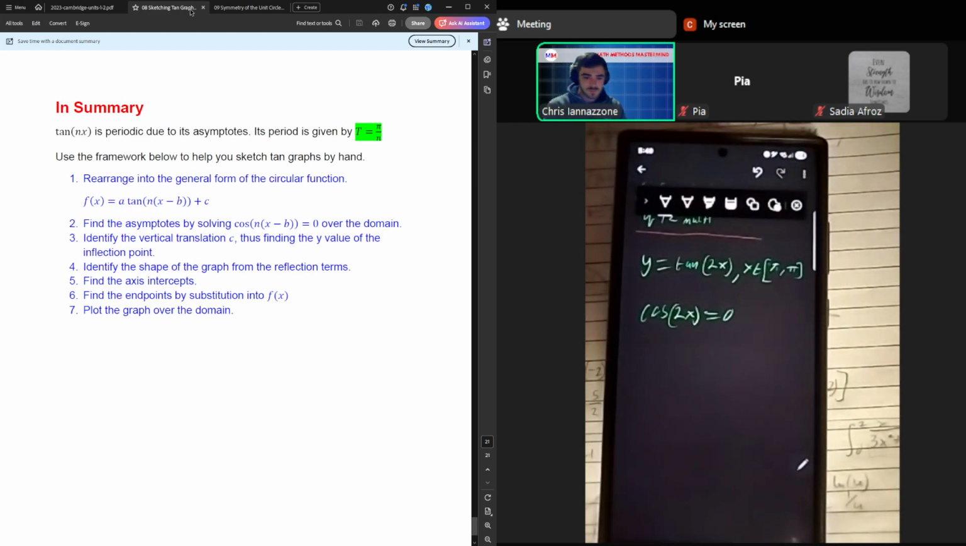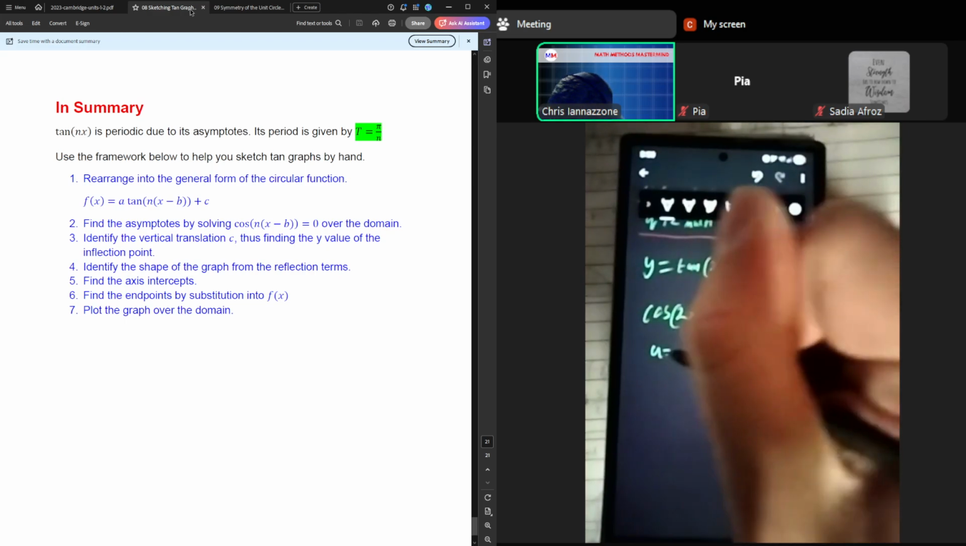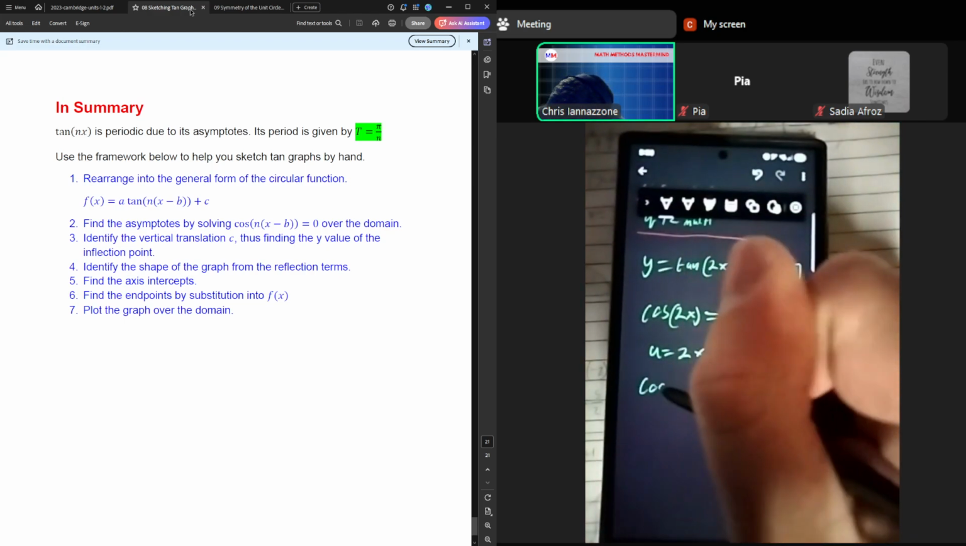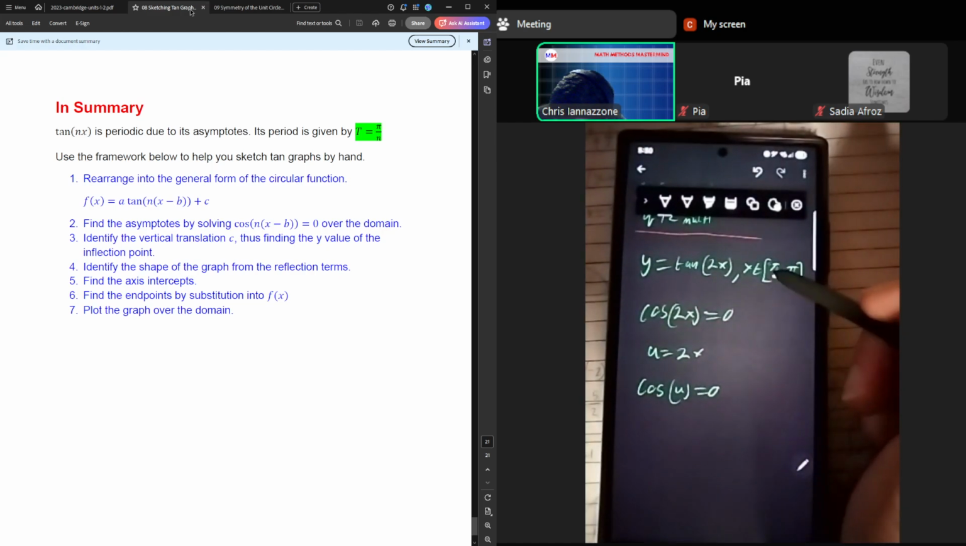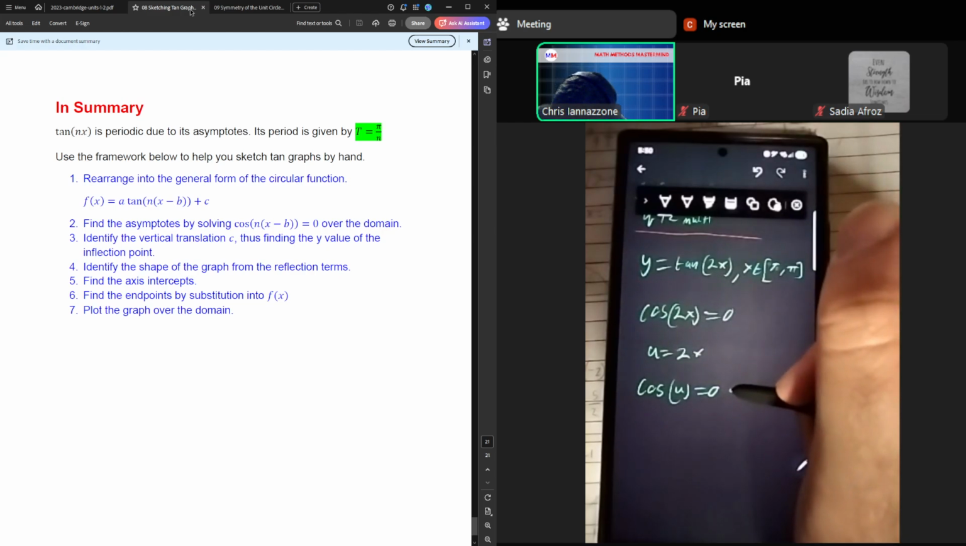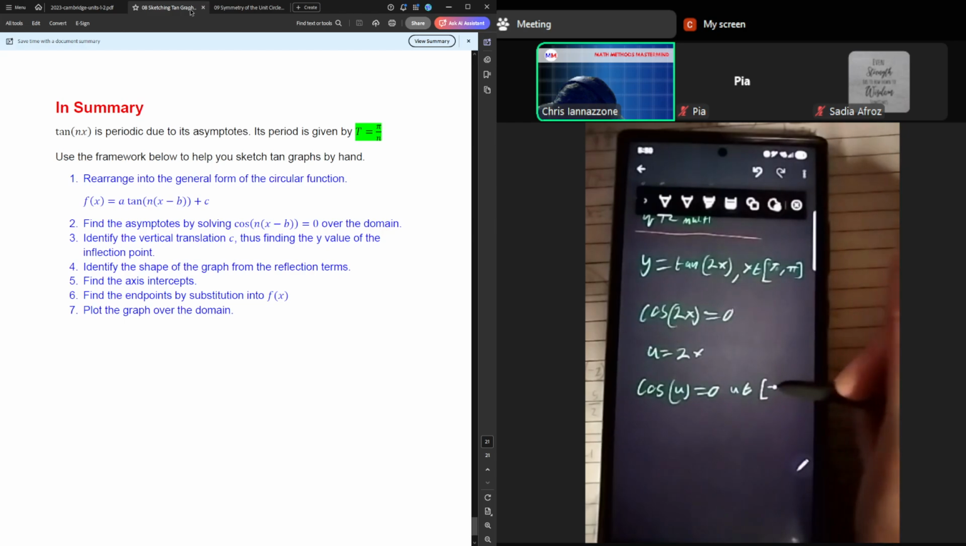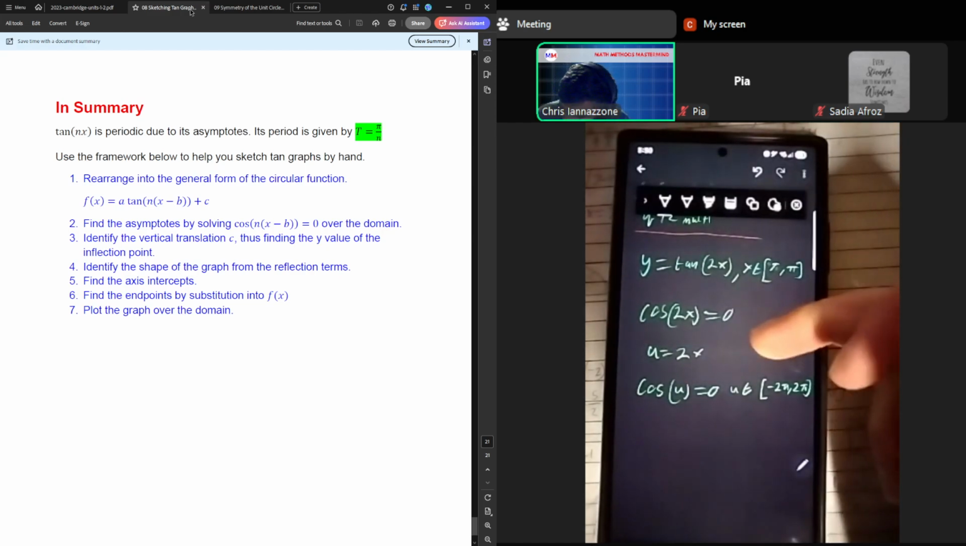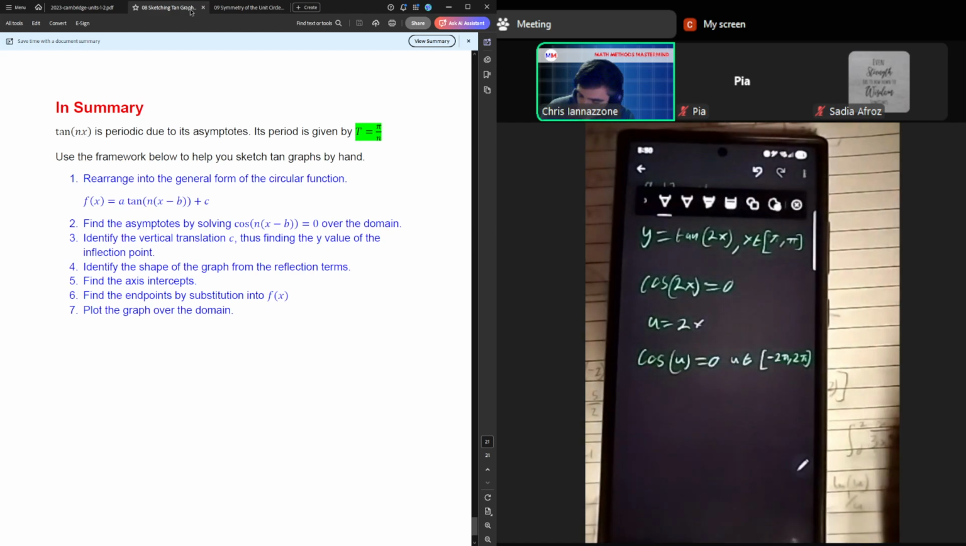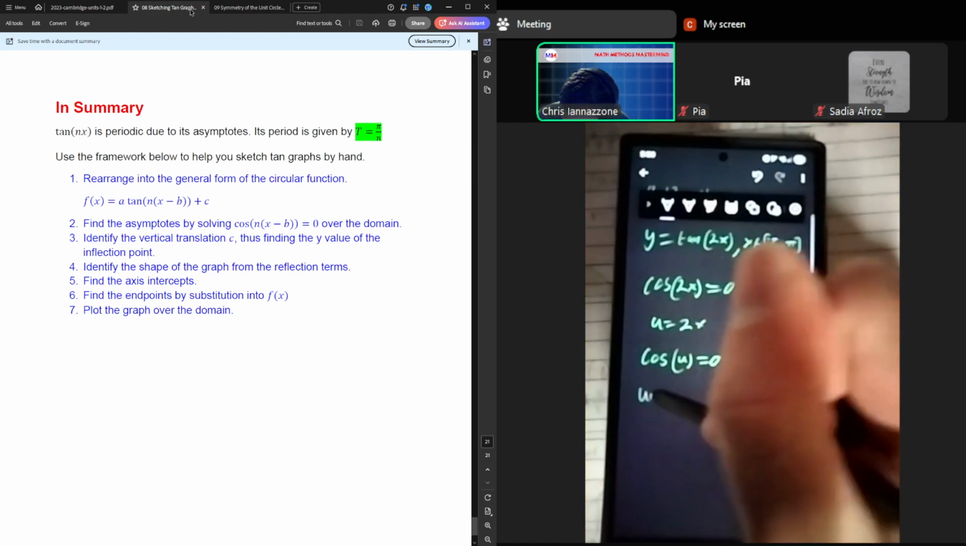What should we do? Make the domain, times the domain by 2? Yes, correct. So it's basically u equals 2x, and therefore we've now got cos of u equals 0, and you sub in both of those x values into the u, therefore giving you a u domain of minus 2 pi to 2 pi. Yeah, exactly. That's how you fix that one up. Nice. And then yeah, solving cos equals 0, where what are the solutions of u in that domain for cos equals 0?